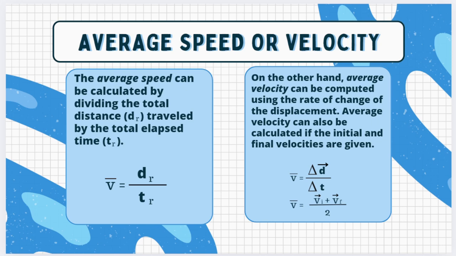Ano naman yung average speed or velocity? Pag sinabi nating average speed, we have to compute the total distance and divide it by the total time elapsed to cover that distance. On the other hand, pag sinabi naman pong average velocity, that is the rate of change of displacement. So therefore, we can compute it from the initial and final velocities. We can divide them by 2. Or we can also get the rate of change of displacement, so you have displacement divided by time.